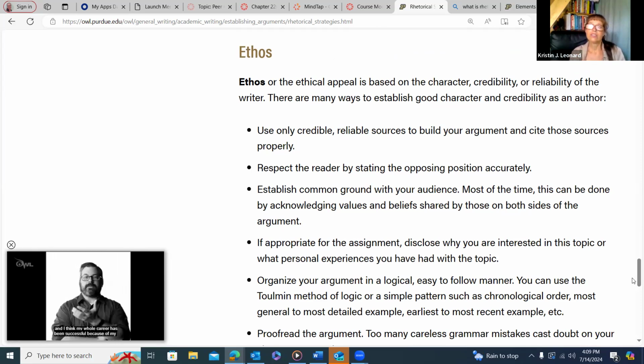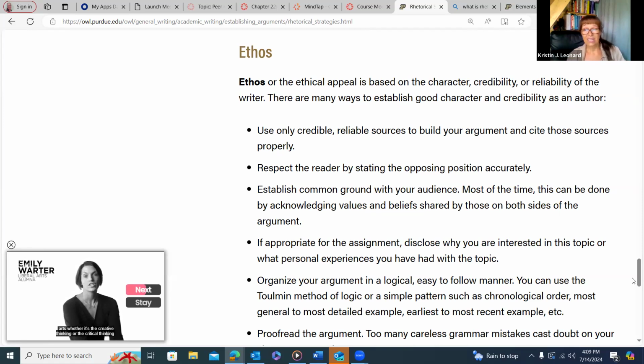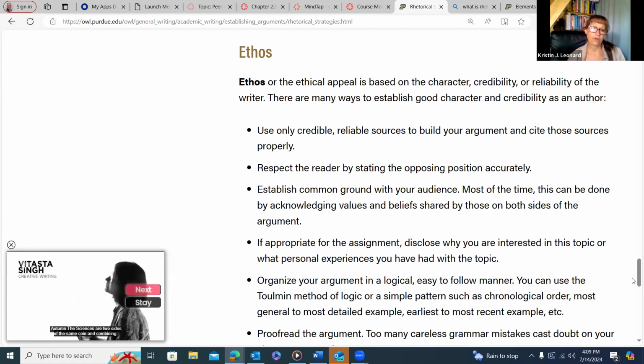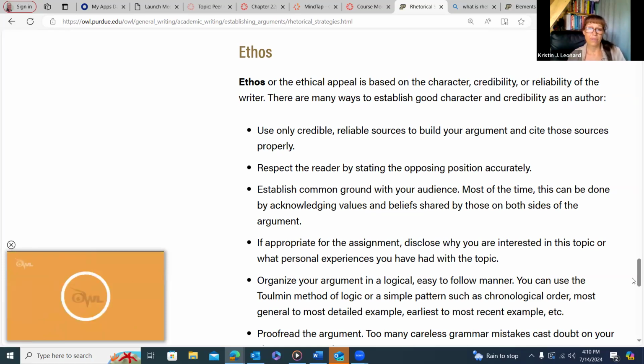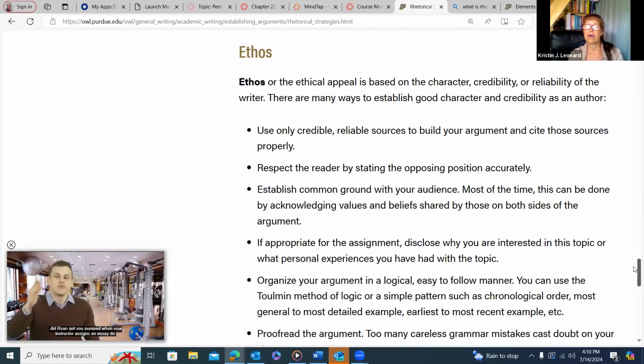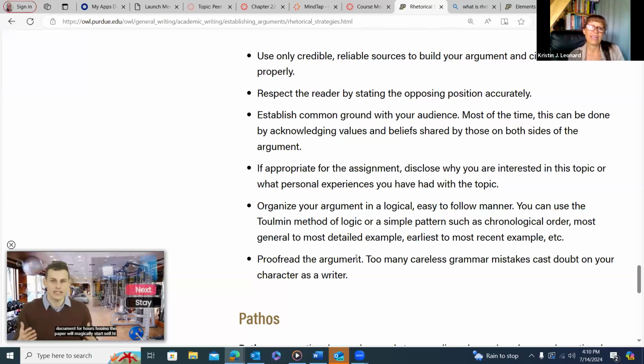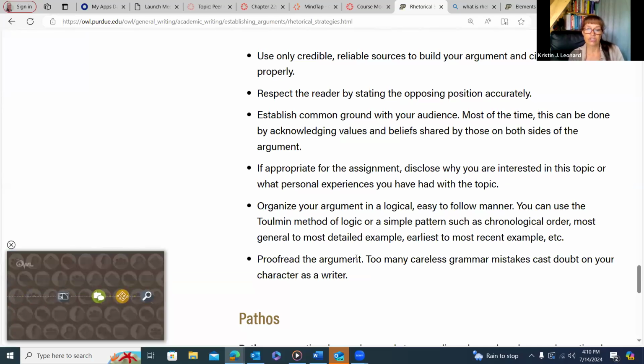Basically, because you are in the world of academia, every time you write with grammatically correct, stylistically correct writing, adhering to MLA or APA, you add ethos to yourself as a writer, okay? So I love the bottom one right here. Just simply by proofreading your argument, too many careless grammar mistakes cast doubt on your character as a writer. So if you just take time to spell check, do a grammar check, and run through to make sure you don't have any sentence fragments, you're already adding to your credibility.